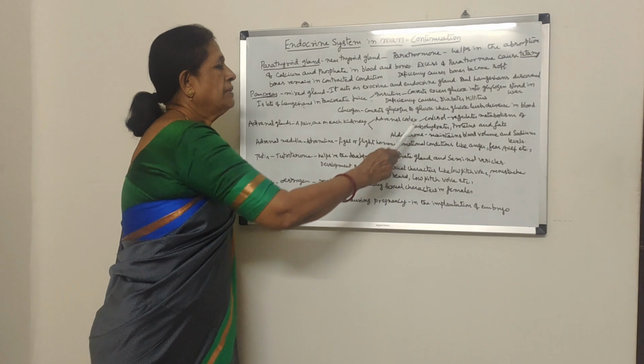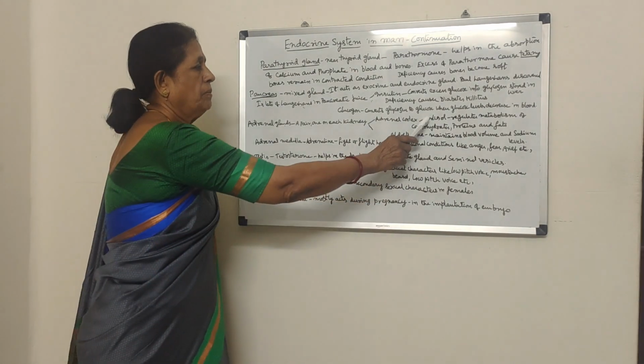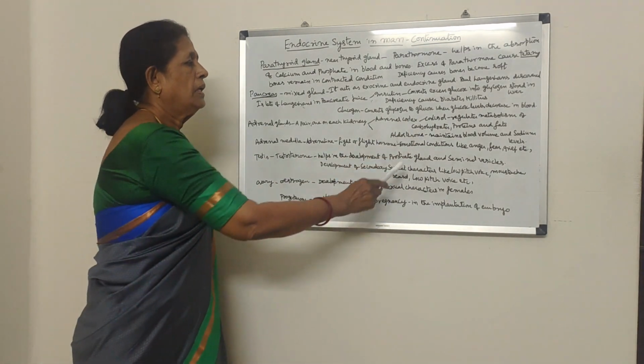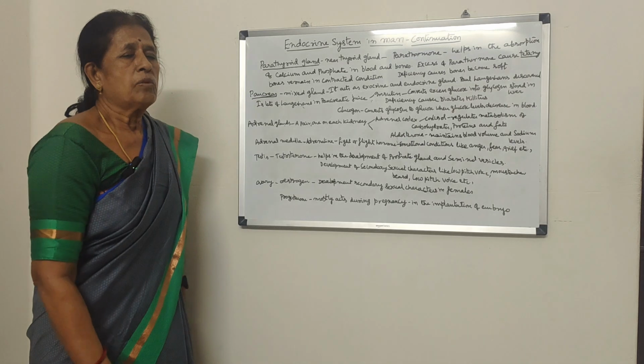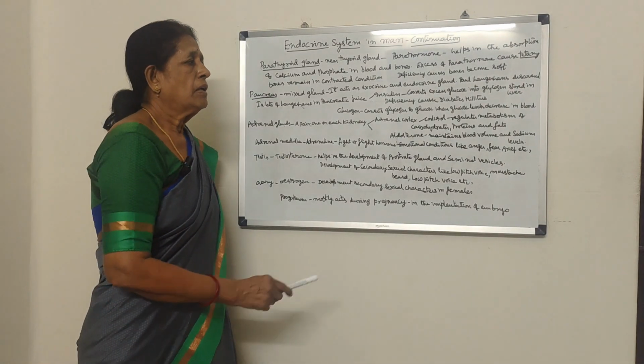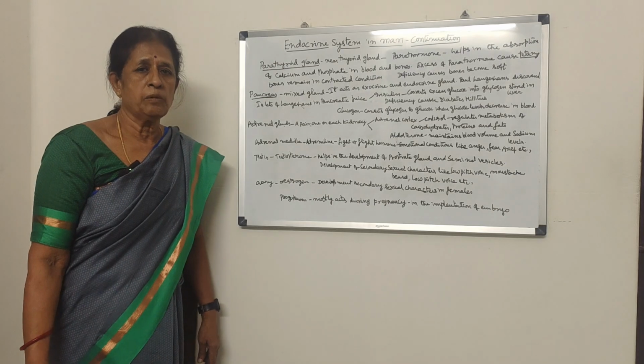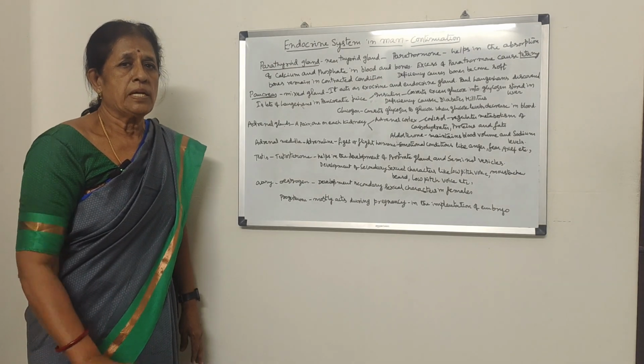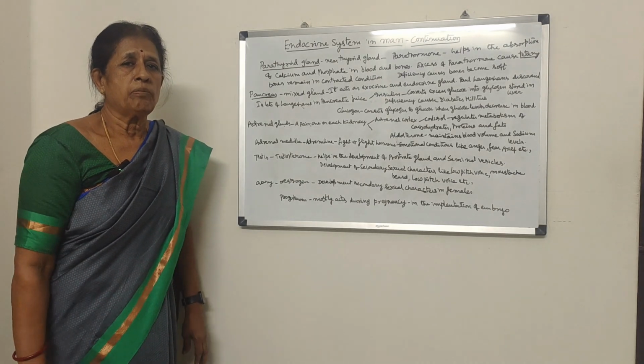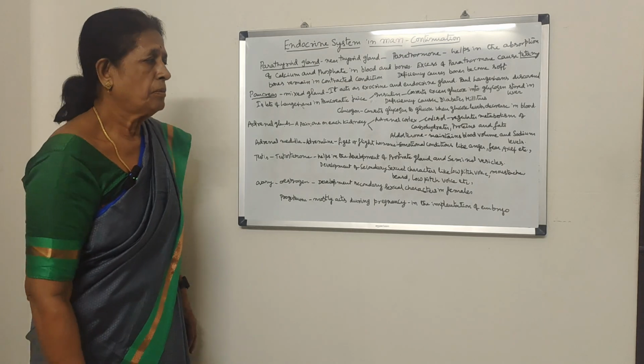So adrenal cortex secretes two hormones, cortisol and aldosterone. So what is the function of cortisol? Cortisol regulates metabolism of carbohydrates, fats and proteins. So that means it helps in the functioning of carbohydrates, fats and proteins.